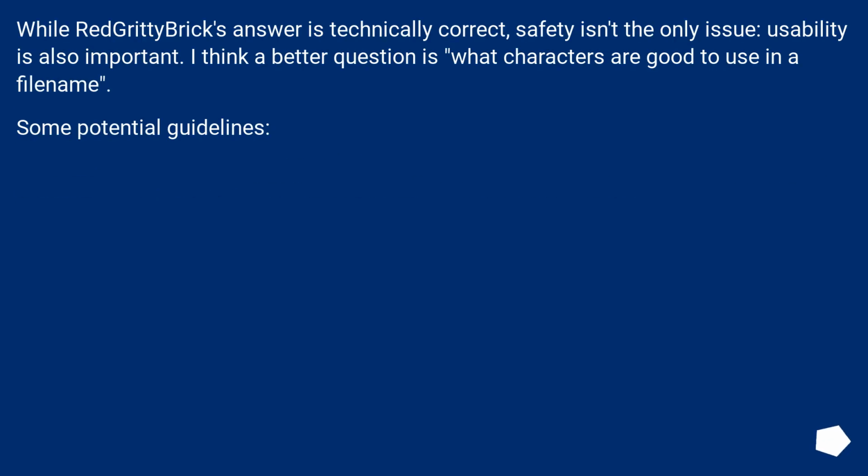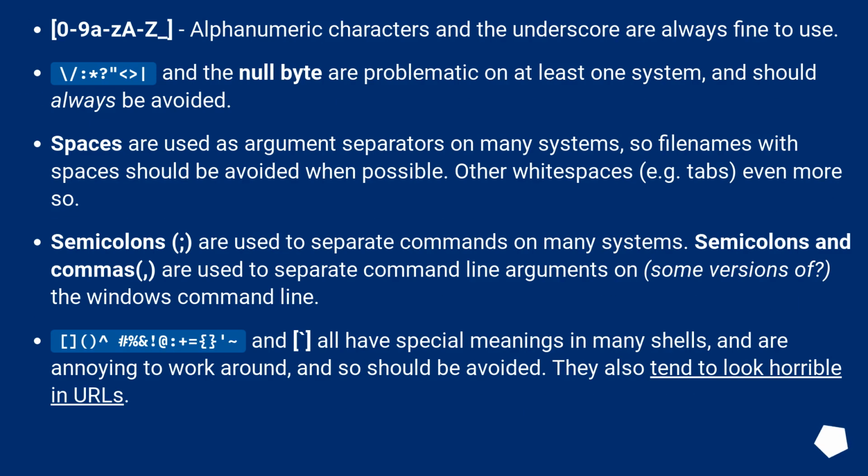While the previous answer is technically correct, safety isn't the only issue. Usability is also important. I think a better question is what characters are good to use in a file name. Some potential guidelines. 0-9, A-Z, a-z, hyphen, and the underscore are always fine to use. \ / : ? < > |, and the null byte are problematic on at least one system, and should always be avoided.